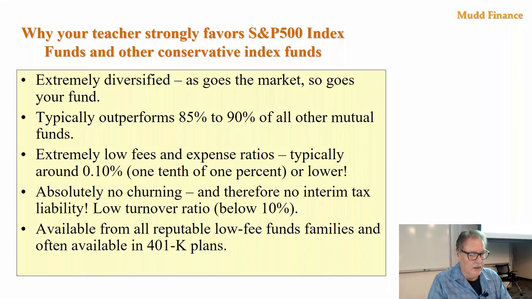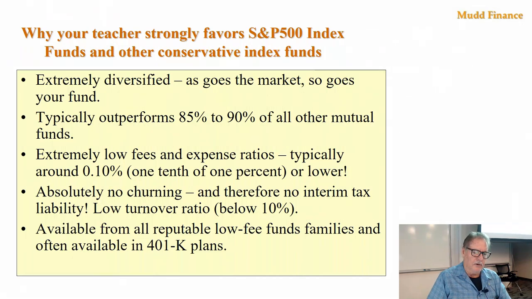So as I say here, here's the summary. The fund is, of course, diversified. As goes the market, so goes the S&P 500. It outperforms 85 to 90% of all other mutual funds. It has extremely low fees and expense ratios, around 0.1% or lower. We just saw that for the most recent year, it was 0.12. There's no churning. There's no interim tax liability if it's a taxable account. And then it's available from all reputable low-fee fund families and often available in 401k plans. So it basically satisfies all of your needs.